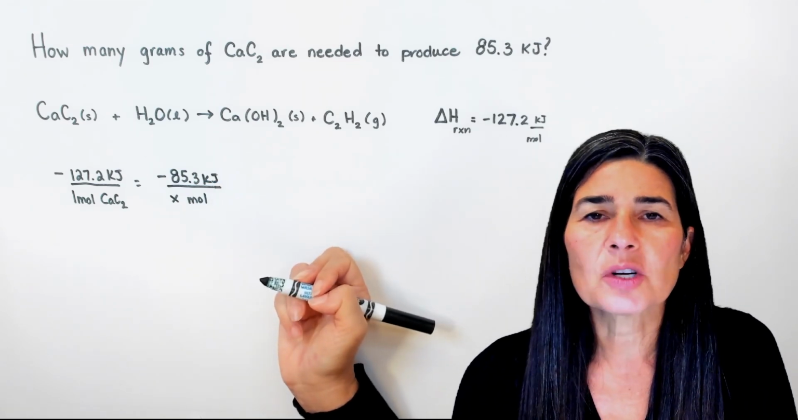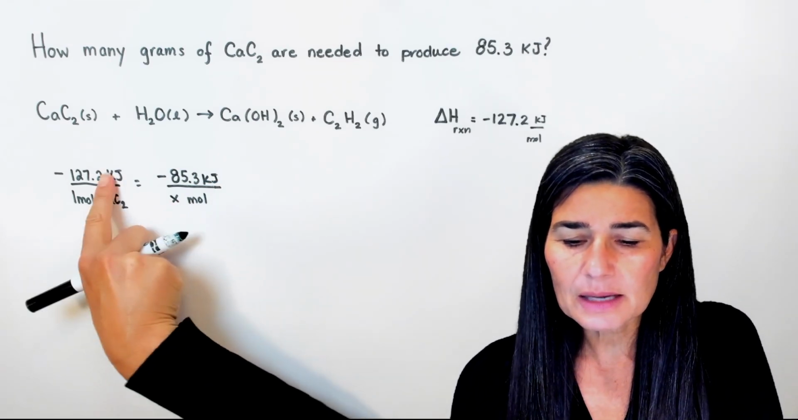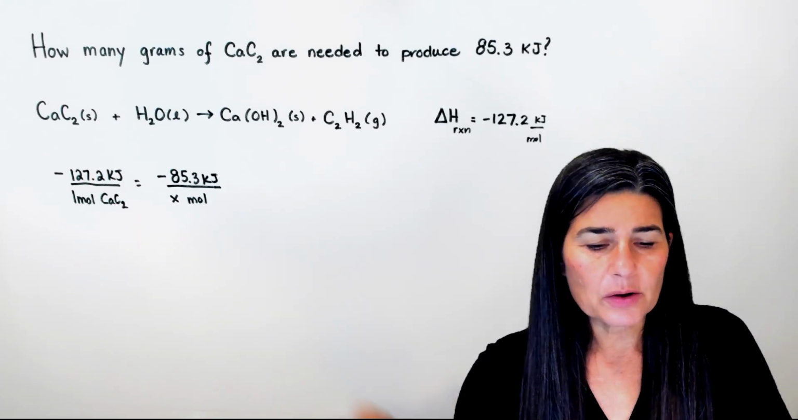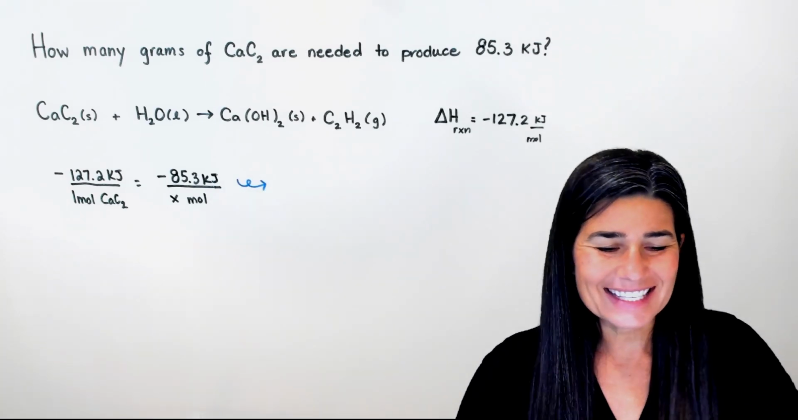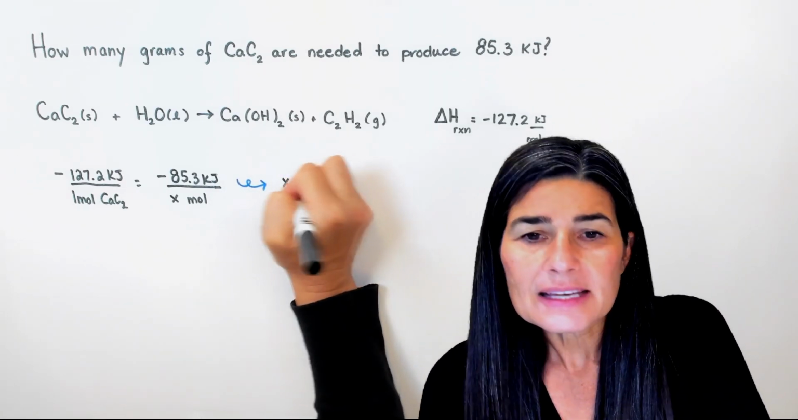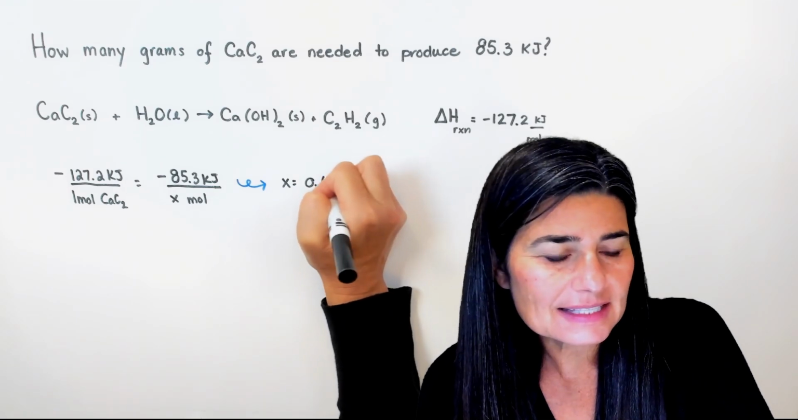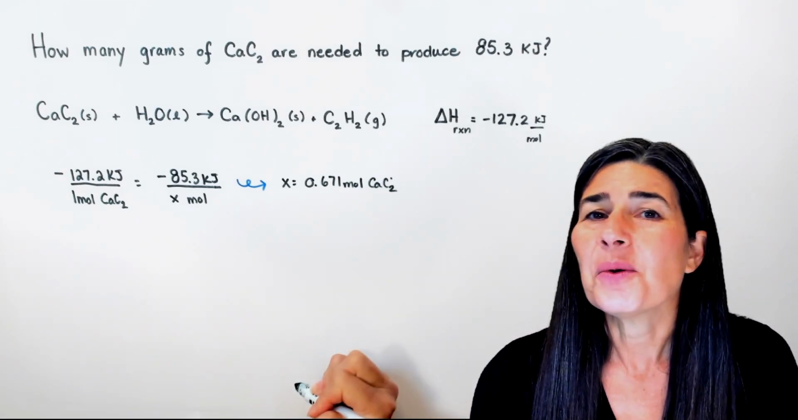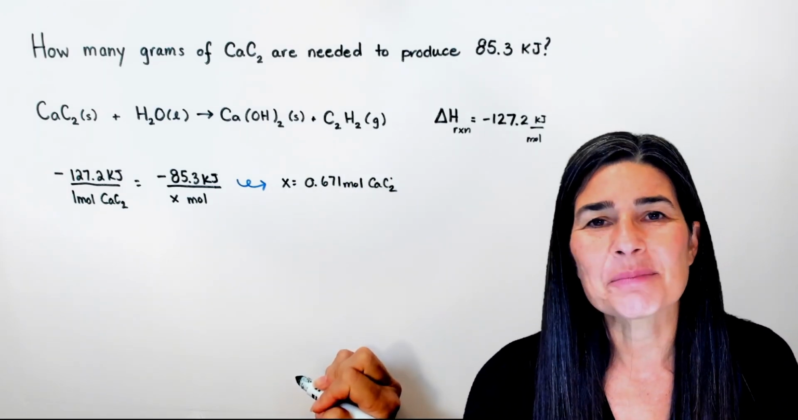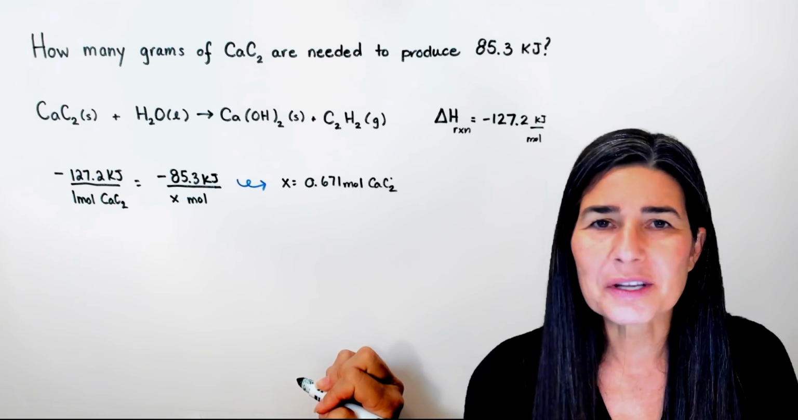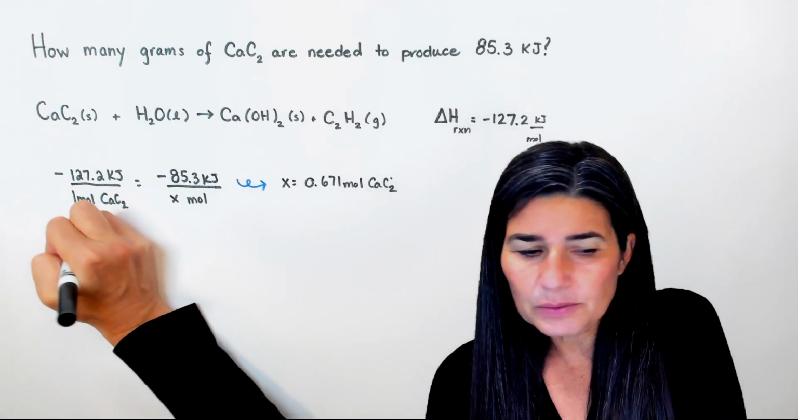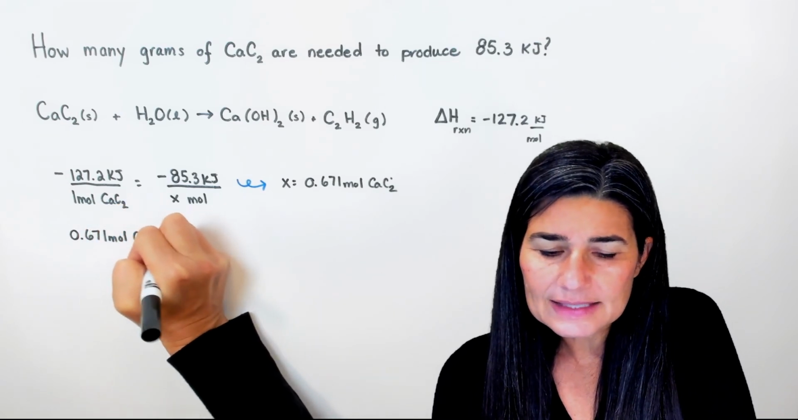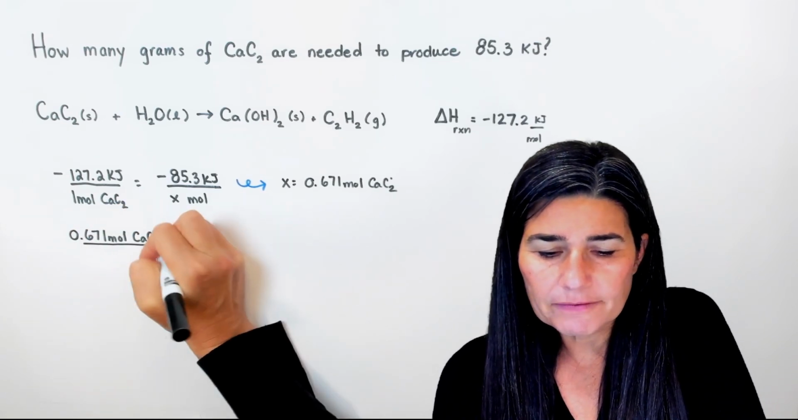So if we simply do some cross multiplication where X comes up here and the 127.2 comes below, what we're going to find out is that we get, in this case, the number of moles as 0.671 moles of CaC2. Now, they don't want to know moles. What they want to know is the number of grams. So we're simply going to do a mole conversion here. We're going to take our 0.671 moles of CaC2.